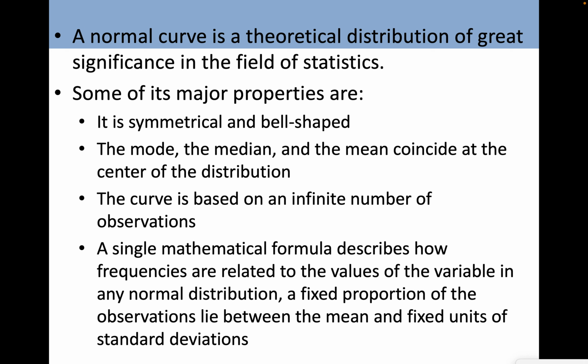A normal curve is a theoretical distribution of great significance in the field of statistics. Some of its major properties are: it is symmetrical and bell-shaped. The mode, the median, and the mean coincide with the center of the distribution. The curve is based on an infinite number of observations. A single mathematical formula describes how frequencies are related to the values of the variable in any normal distribution. A fixed proportion of the observations lie between the mean and fixed units of standard deviation.